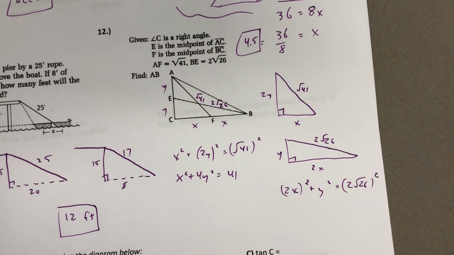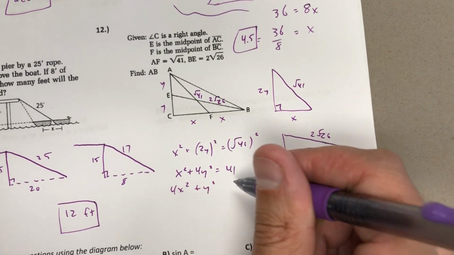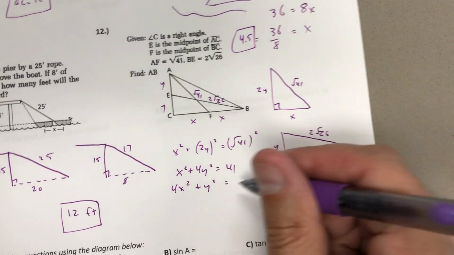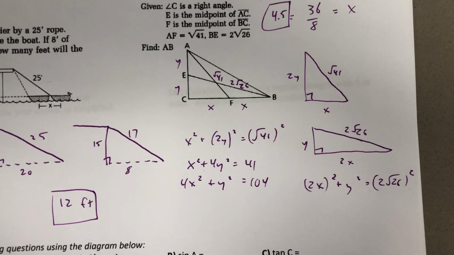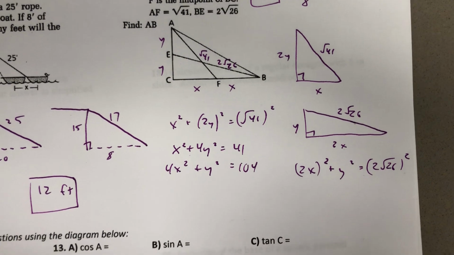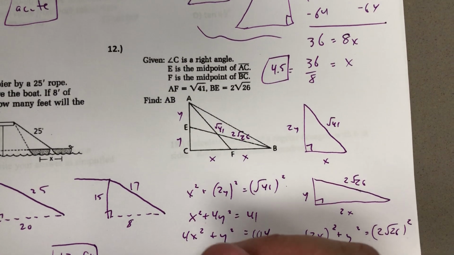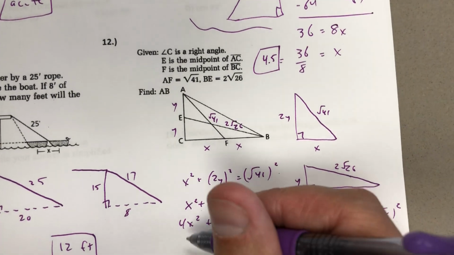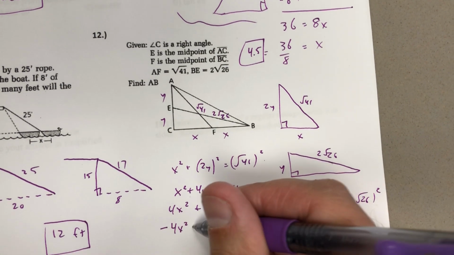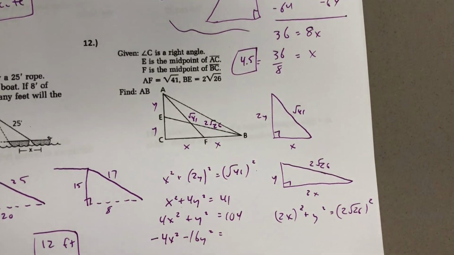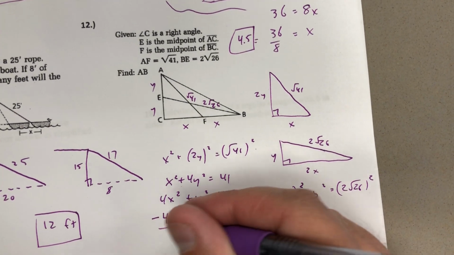For this equation over here, we could do 2x squared plus y squared is equal to 2 radical 26 squared, which is going to end up being 4x squared plus y squared is equal to 2 radical 26 squared is 104. And then basically you can set up a system of equations and solve this. I'm going to multiply my top equation by -4. If I multiply the top equation by -4, that's going to give me negative 4x squared minus 16y squared is equal to 4 times 41 is negative 164.